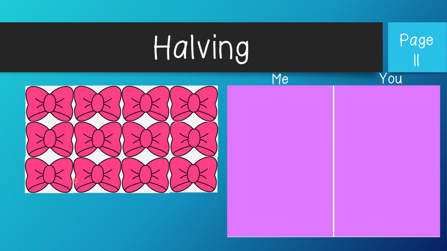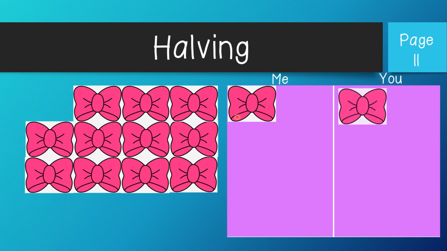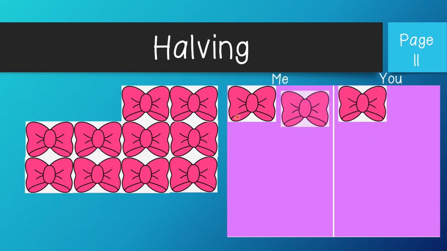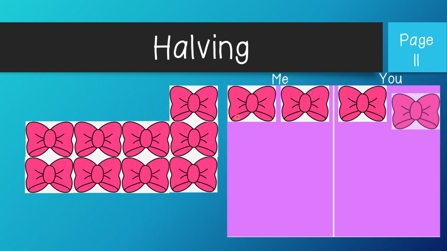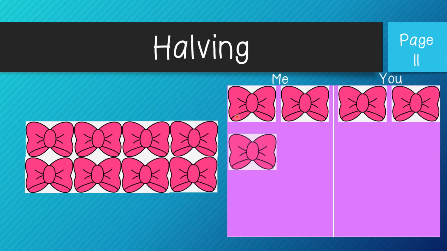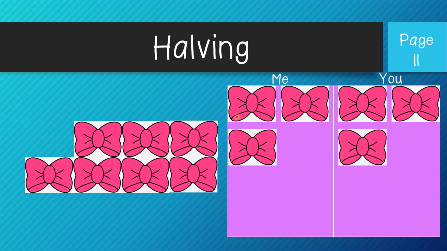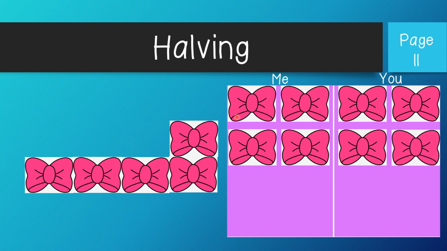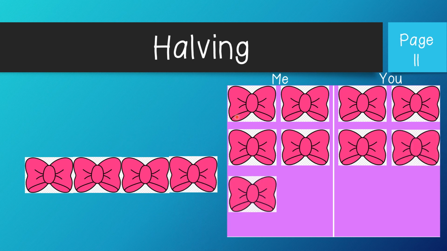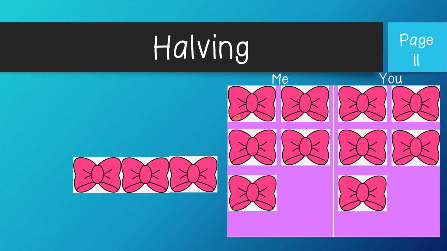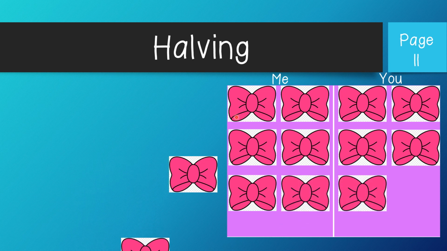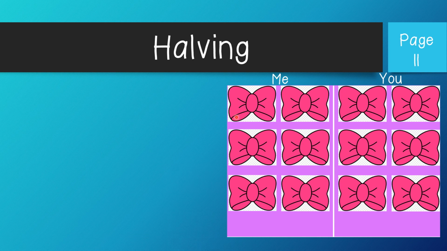So I have 12 bows all together, and now I'm going to start sharing it between me and you. So 1 for me, 1 for you. 1 for me, 1 for you. 1 for me, 1 for you. 1 for me, 1 for you. 1 for me, 1 for you. 1 for me, and 1 for you.